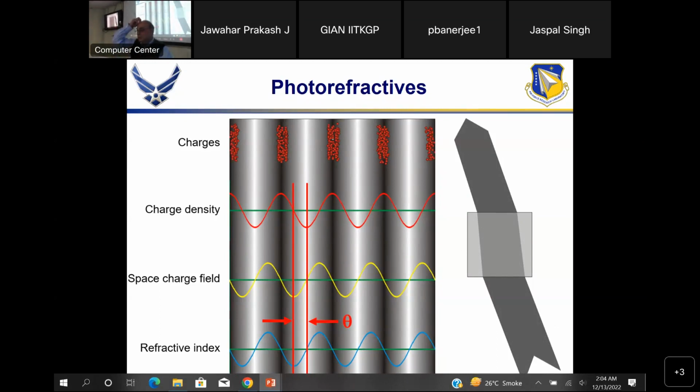But in polymers, typically two things are different. Maybe I don't know if I have a slide on that or not. Two things different. Number one, the major source of the charges that are mobile are holes instead of electrons. That's number one. And number two, you have to apply a bias field across the polymer. So in these photorefractive polymers, you need to apply a bias field.